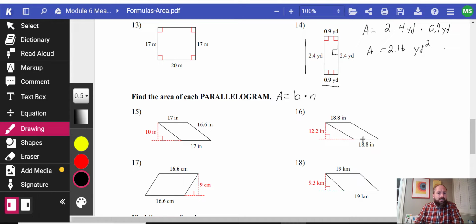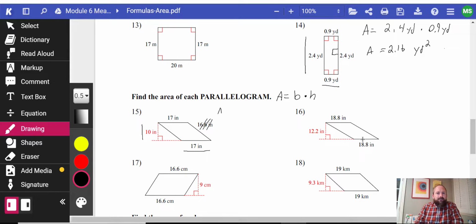So all we need to do is figure out what the base is and then figure out what the height is. Now, this right here is called the slant height. We don't care about that yet. We'll talk about it later, but not now. Like if we were figuring out what the perimeter is, then yeah, but at the moment, no.